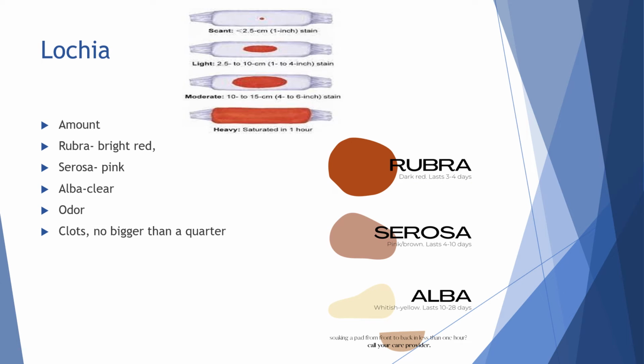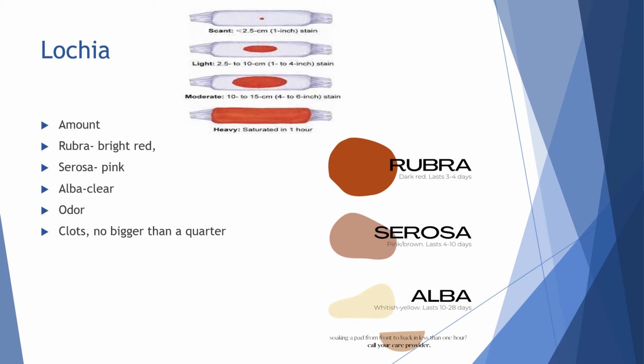L for lochia. You're going to assess for the amount. Was there rubra, serosa, alba? What is the odor? Were there any clots? If a patient saturates her pad within 1 hour, that's a concern. So if this happens in the hospital, at least we know what's going to happen. But when she goes home, she needs to know.